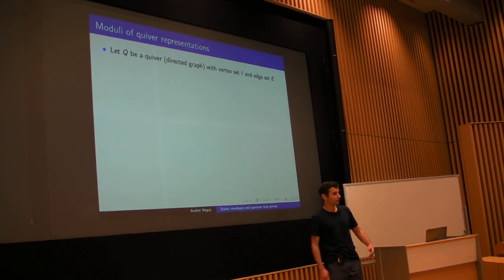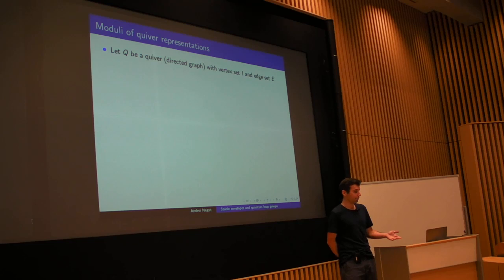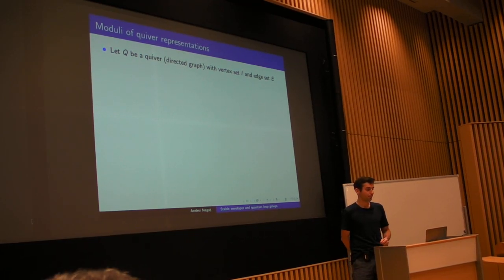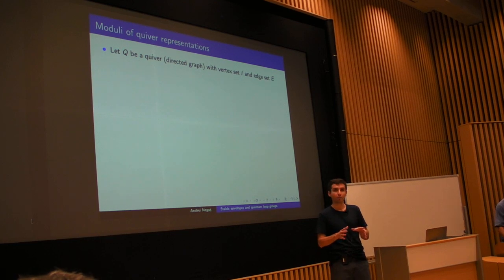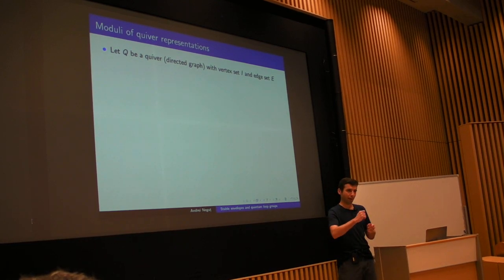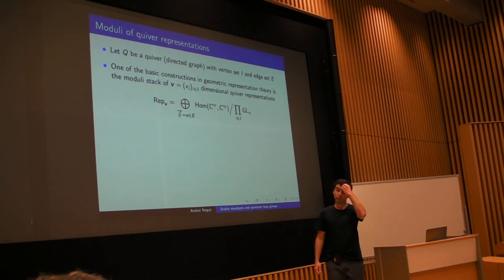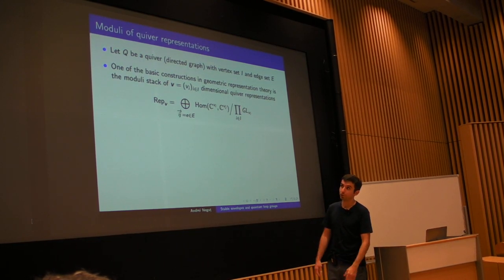So let's start, like many geometric representation theory talks, with a quiver. A quiver is a directed graph, and it will be fixed for this talk. You just need to remember that the set of vertices is going to be denoted by I and the set of edges E. So a directed graph with vertices I and edges directed going from I to J for various I and J. This will be one of the fundamental objects in this line of geometric representation theory.